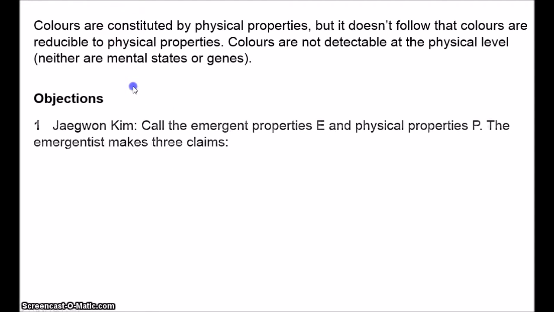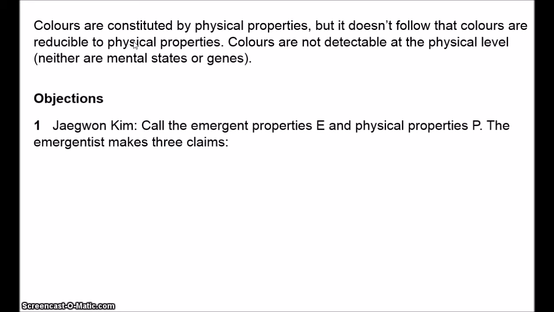And this objection was presented by Jaegwon Kim in his downward causation argument. So Kim's argument is really an argument against emergent properties in general, but obviously if we're construing colours as emergent properties, then this is an argument against primitivism. So let's be very clear about how emergent properties are supposed to work. We have physical properties, call them P, and these higher level emergent properties, call them E. The physical properties are properties such as mass, charge, spin, and so on. The higher level properties might be colours or mental states or genes or whatever.